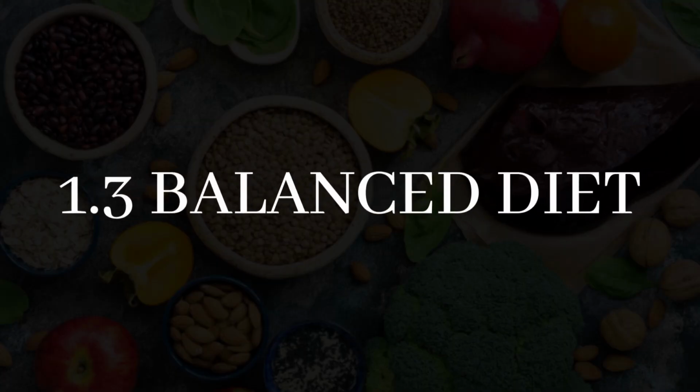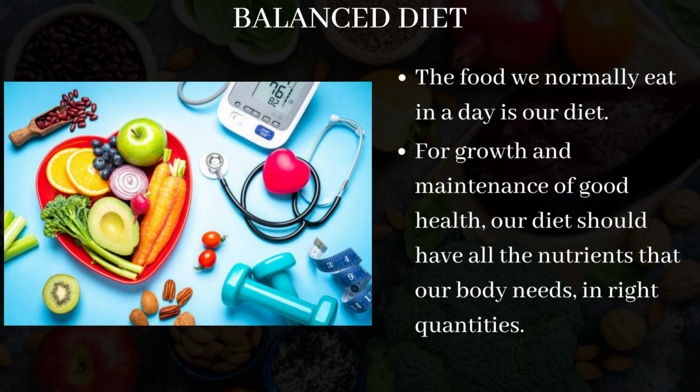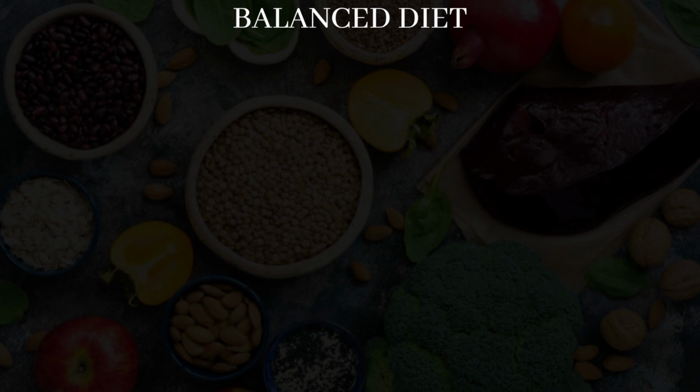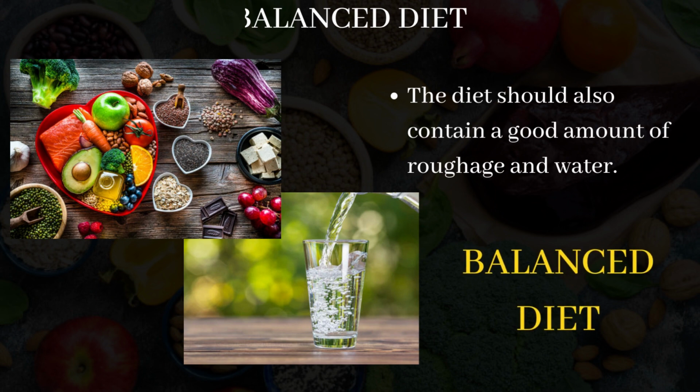These also help to meet our body's water needs to some extent. 1.3 Balanced diet. The food we normally eat in a day is our diet. For growth and maintenance of good health, our diet should have all the nutrients that our body needs, in right quantities. The diet should also contain a good amount of roughage and water. Such a diet is called a balanced diet.